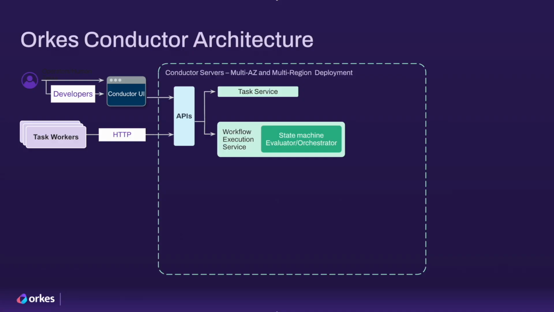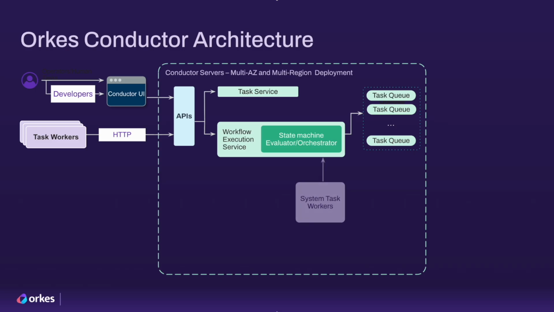And when a workflow reaches a task, that task is then placed into a dedicated task queue. The task service is used to manage task operations, while the task queue holds the work to be done by the workers. Built-in system task workers and external workers then continuously poll these task queues, constantly checking if there's any work to be done. Once they see that there is work to be done, they essentially claim the task, execute its business logic, and report the results back to Conductor.